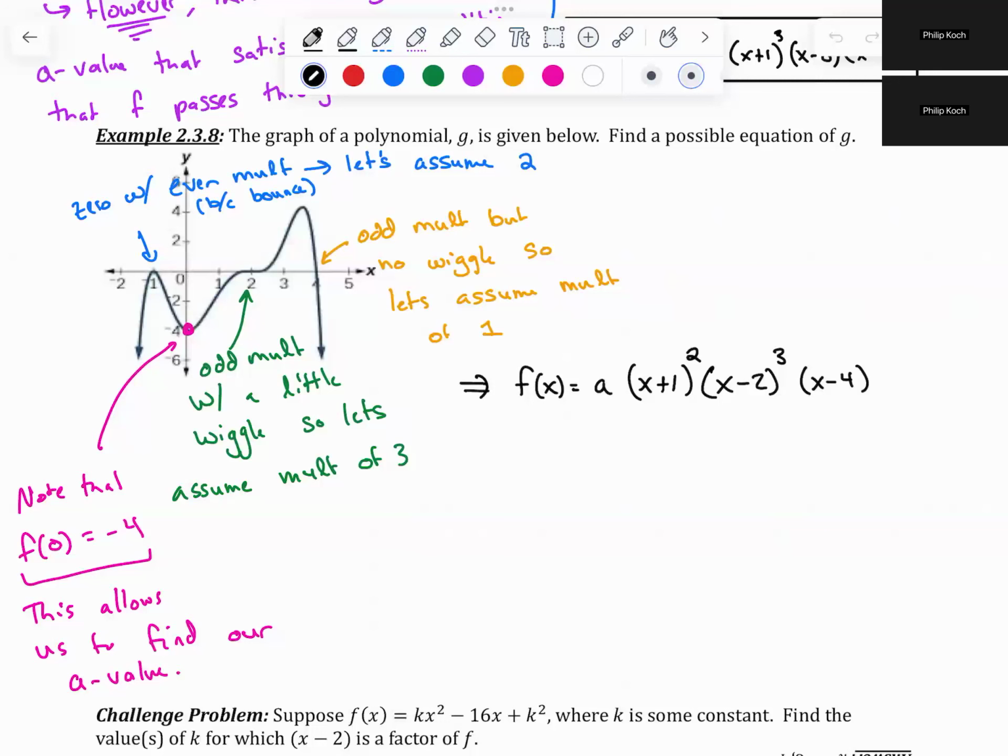And on an exam, if I have this, I will make sure that it's very clear that there is a point on the curve that you can use. If there is no given point, and it's not very clear where there's any graphing grid lines where it crosses the x, has a point that's a nice point to use, then we can just make a equal to 1. But we know f of 0 equals -4. So that tells us that a times 0 plus 1 squared times 0 minus 2 cubed times 0 minus 4 is equal to -4.